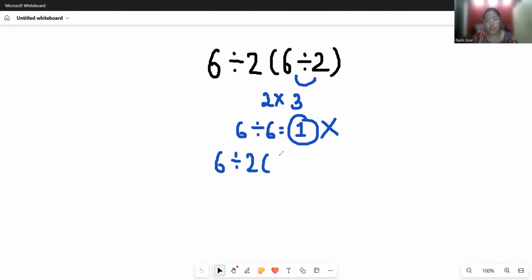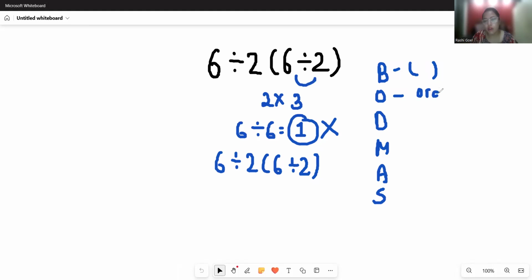When in an expression like this, you have given multiple operations like division, bracket, then in bracket there is a division, then always follow the order of operations, which is also known as the BODMAS or PEMDAS rule. As per this rule, first solve the bracket, then order, then division and multiplication, both have the same priority. Similarly, addition and subtraction. So first we solve the bracket.